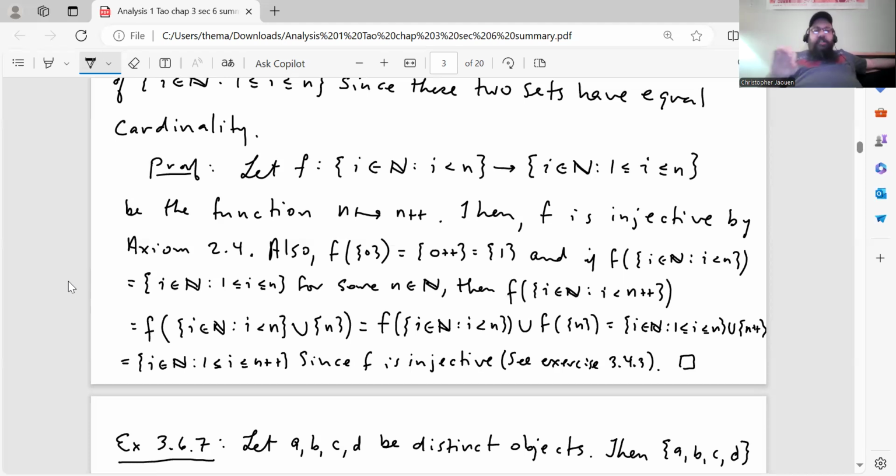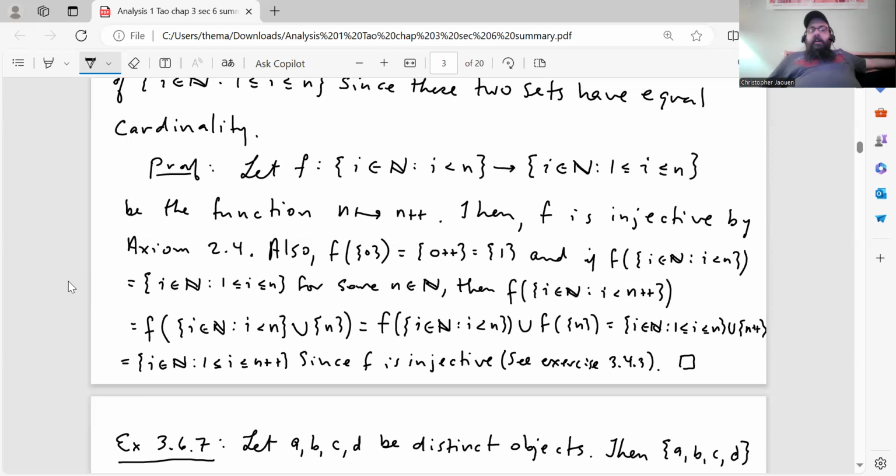Let F be the function from the set of i in N, where i is less than n, to the set of i in N, where i is greater than or equal to 1 and less than or equal to n, and let it be the function that takes n to its successor. Then F is injective by axiom 2.4. Also, the image of the set containing the number 0 under F is equal to the set containing just the successor of 0, which is the singleton set containing 1.